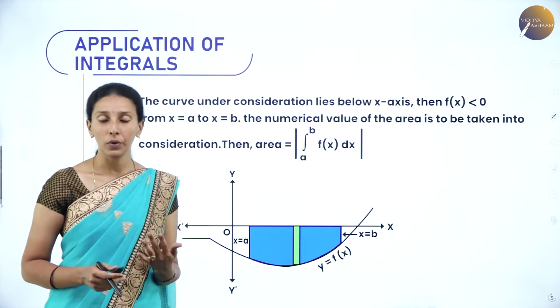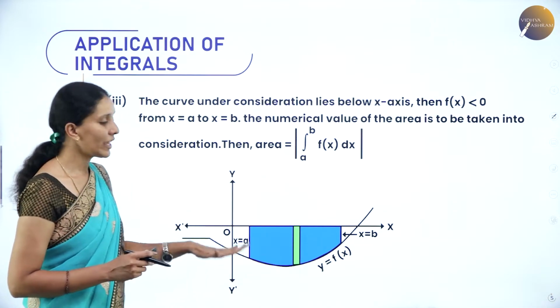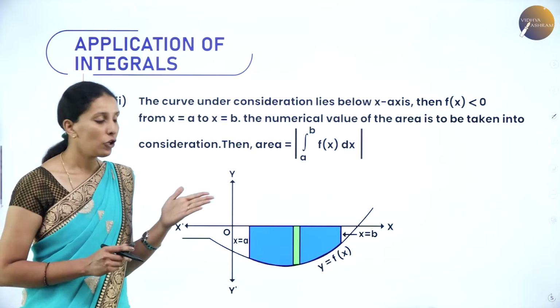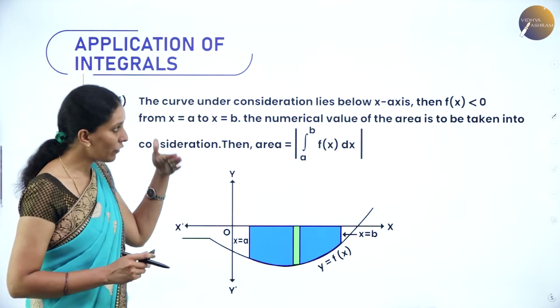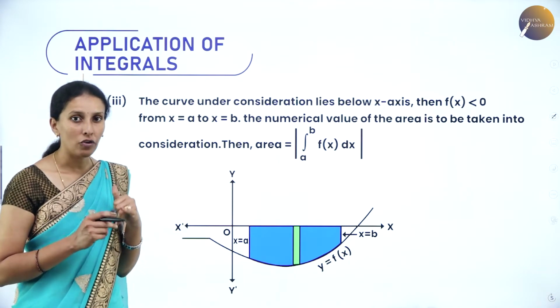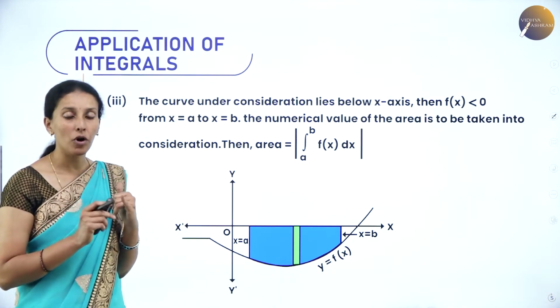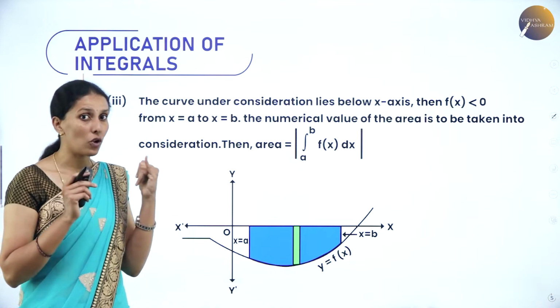Next, suppose the curve is below the x-axis, what happens? Even though the function is negative, that is, even though f of x is negative, we will always take the absolute value, that is, the modulus value of the area, because area is always positive.